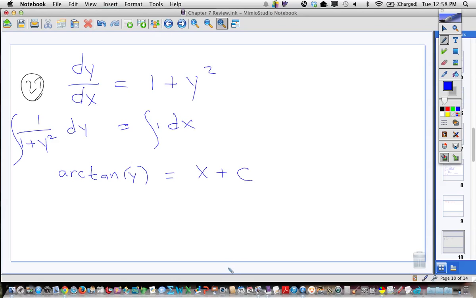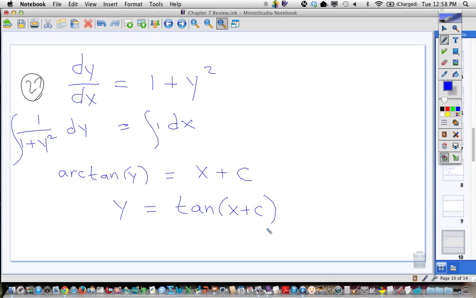Now the tricky part here is getting the y by itself. What do you do to both sides here? The tangent. So if this had been tangent y, we would take the arctangent of both sides to get the y by itself. So right here we do the tangent of both sides. And we get tangent, and make sure that plus c is inside the tangent.